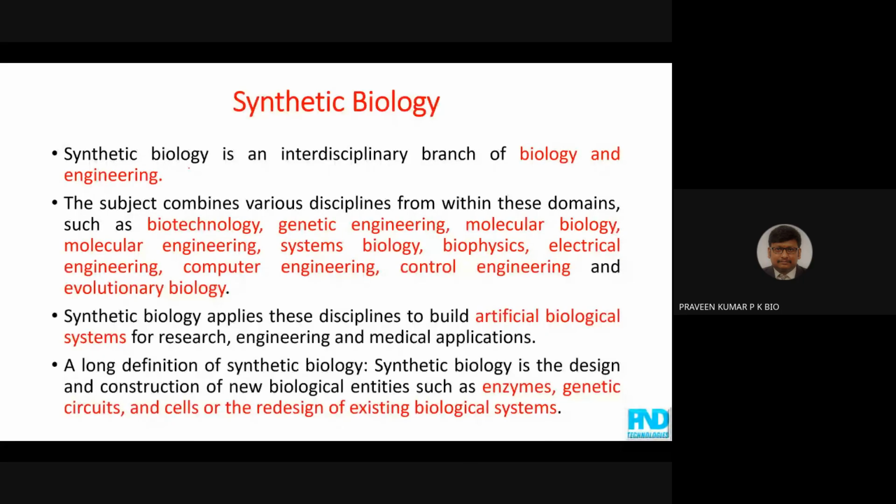How does synthetic biology distinguish from systems biology? Synthetic biology is an interdisciplinary branch of biology and engineering. See the difference there. There we have all the types of omics, but here you find engineering. Not just biotechnology, even other areas of engineering. We use electrical engineering, computer engineering, control engineering, and all this engineering, including genetic engineering, comes in synthetic biology.